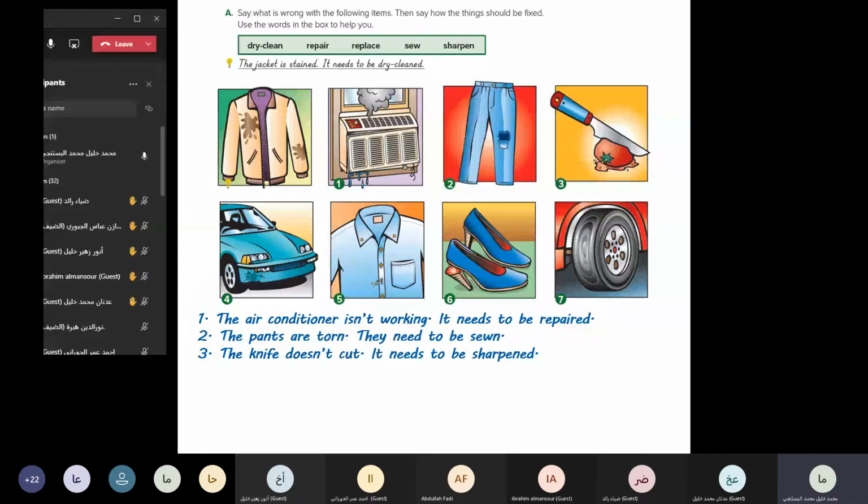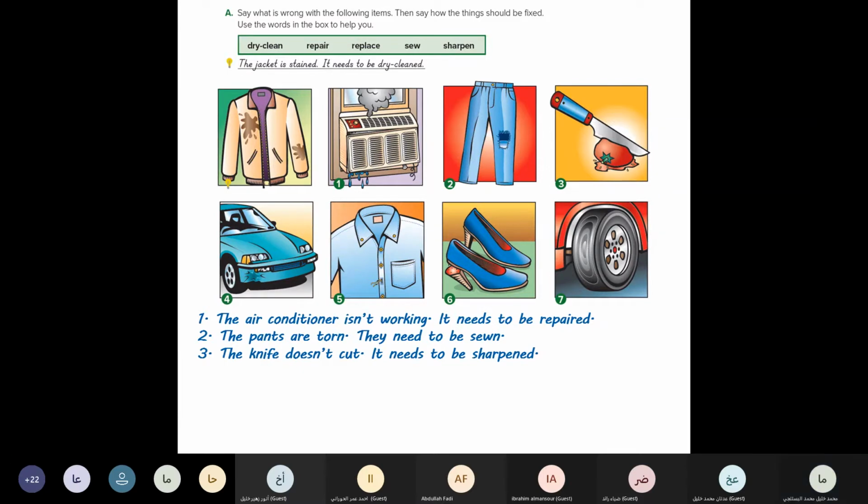Number 4. The car is dent. It needs to be repaired. Good. You realize here the car crashed or has a dent. It needs to be what? Repaired. Yes, the car has a dent. The dent needs to be repaired.